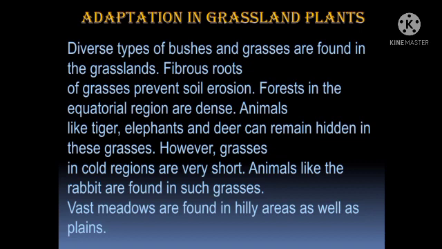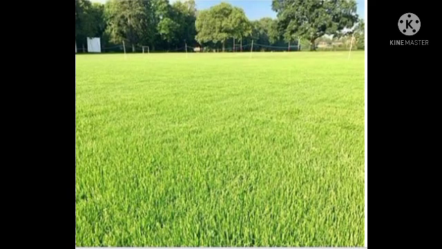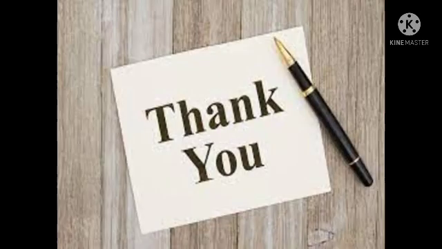Vast meadows are found in hilly areas as well as plains. Students, here meadow means a piece of grassland. So, as well as on hilly areas, grasslands are seen. In this picture, you can see the land is covered by grass. It's a meadow, a piece of grassland where only grasses grow.